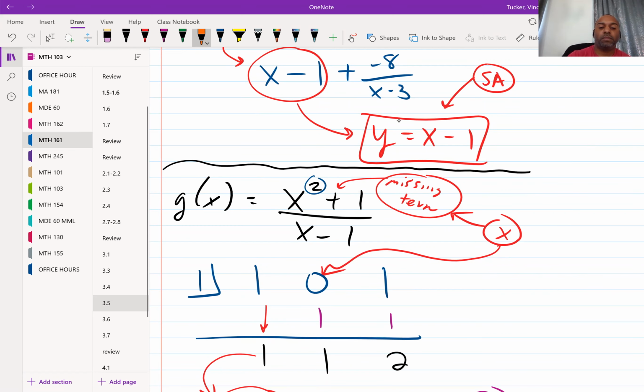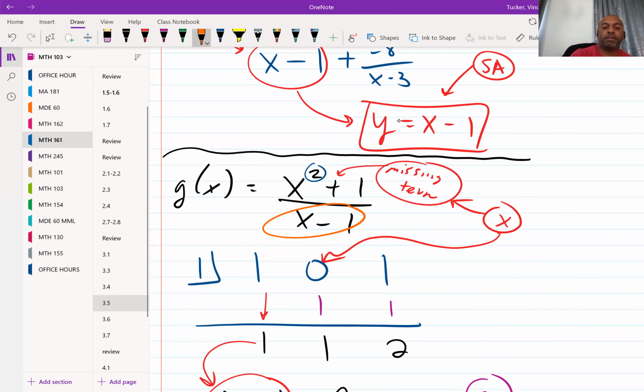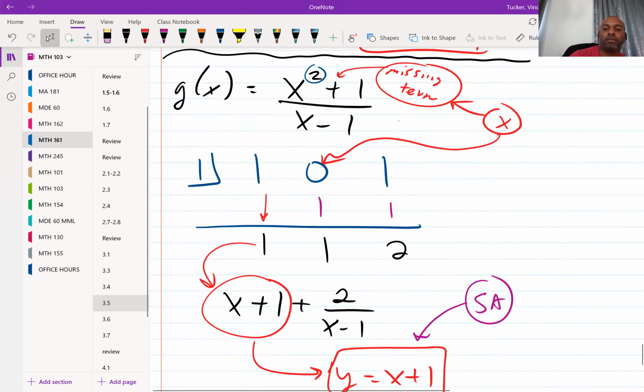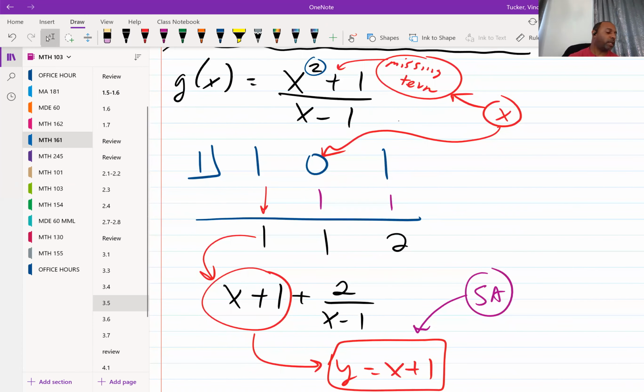And then of course, we use the opposite, so we have just a 1 here in the box instead of -1. First move, bring down the 1 that we have. 1 times 1 is 1. Add that to 0, that's 1. 1 times 1 is still 1. Add that to 1, and that'll give you 2 for a remainder. This time our slant asymptote will be y equal to x plus 1.